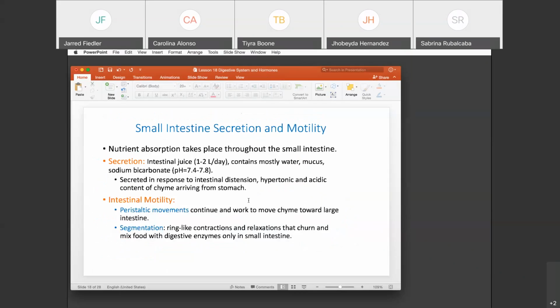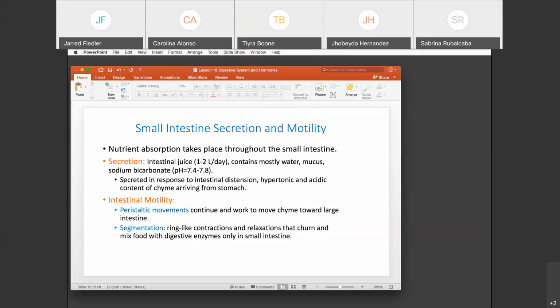All right, let's talk about intestinal secretion and motility. This is going to be a little bit more dry. There's no pictures on this particular slide. So, what do you want to know from here? You want to know how much absorption and secretion occurs in the small intestine, and what exactly is going to happen there. There should be a picture after this slide. Now, secretion. We're going to be producing about 1 to 2 liters of intestinal juice per day, and most of it is going to be water, some mucus, and some bicarbonate.